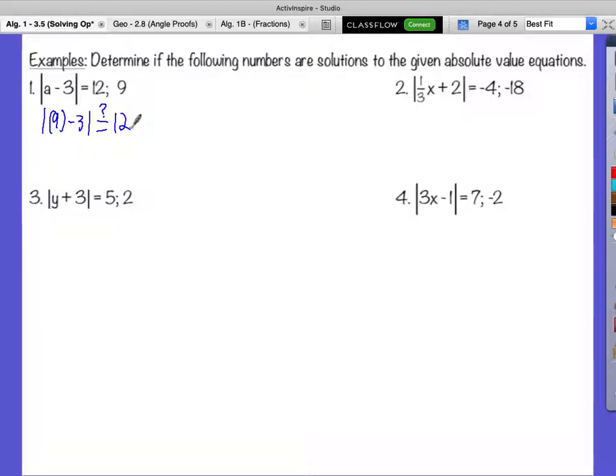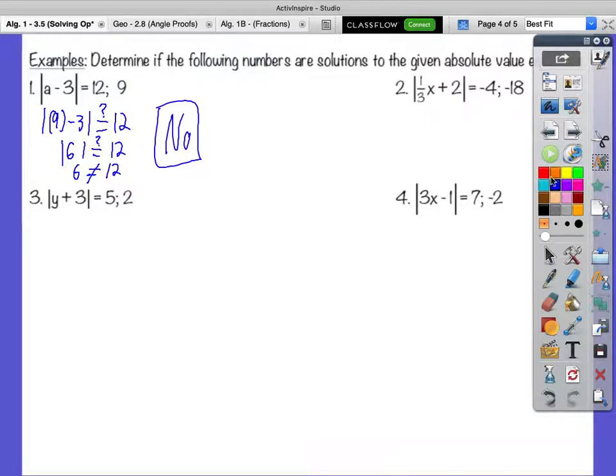Okay, so we treat absolute value bars just like we would parentheses. We do everything inside of those first. 9 minus 3 is what? 6. The absolute value of 6, is that equal to 12? No. How far away is 6 from 0? 6. So the absolute value of 6 is 6, and 6 is not equal to 12. So was this number a solution to this equation? No, it's not a solution.